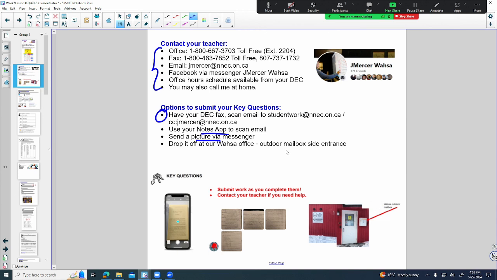You can submit your work as you complete it. You don't need to complete all of lesson 1 or complete all the lessons, say for example in PLAR Science. You can submit them as you are completing them. And again, if you're having any problems, make sure that you contact your teacher.